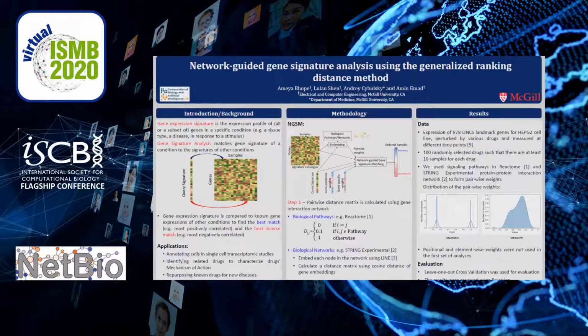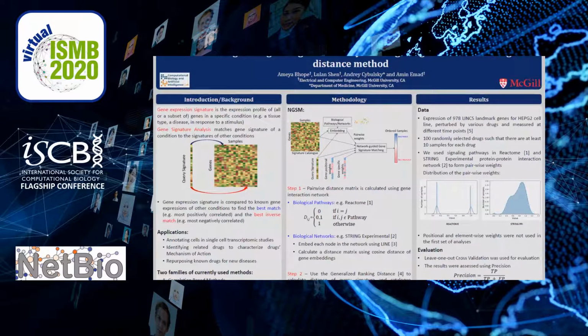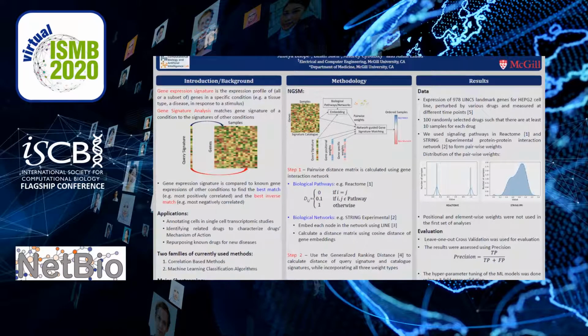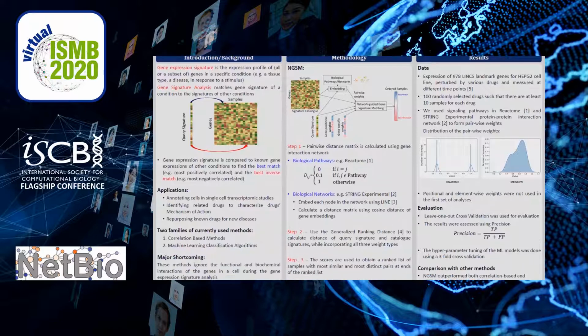Gene expression signature is commonly used to provide a picture of the gene expression programs of cells in specific conditions, such as a tissue type, a disease, or in response to a stimulus. Gene signature analysis allows us to map gene signatures of a condition to signatures of other conditions. For example, by finding the best positively matching signature, we can annotate cells in single-cell transcriptomic studies. Or by finding the drug signature that inversely matches a disease signature, we may be able to identify drugs that can reverse the gene expression patterns of the disease.